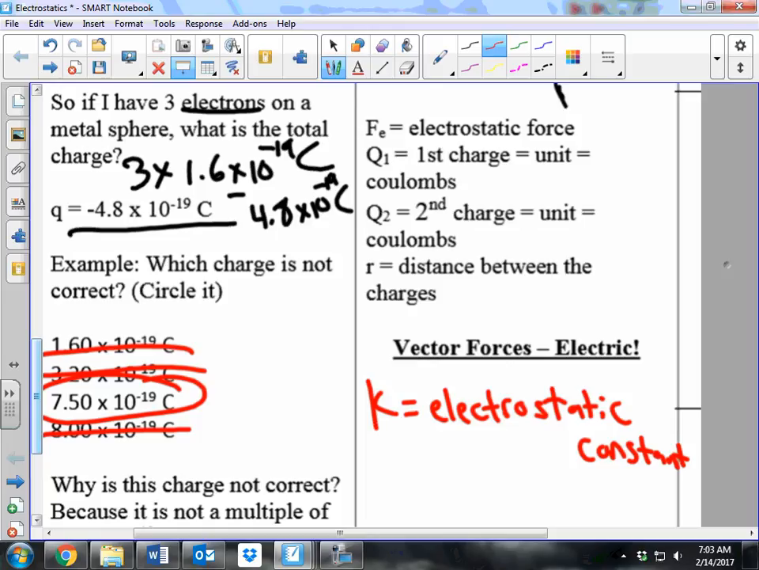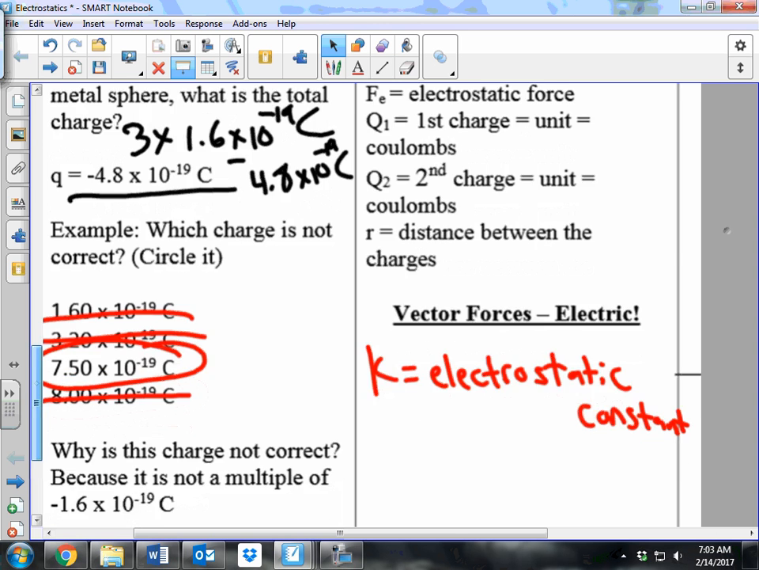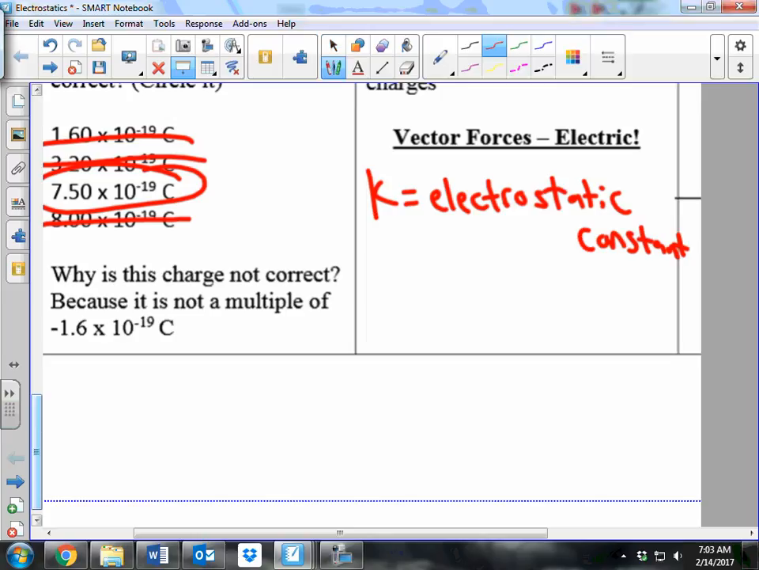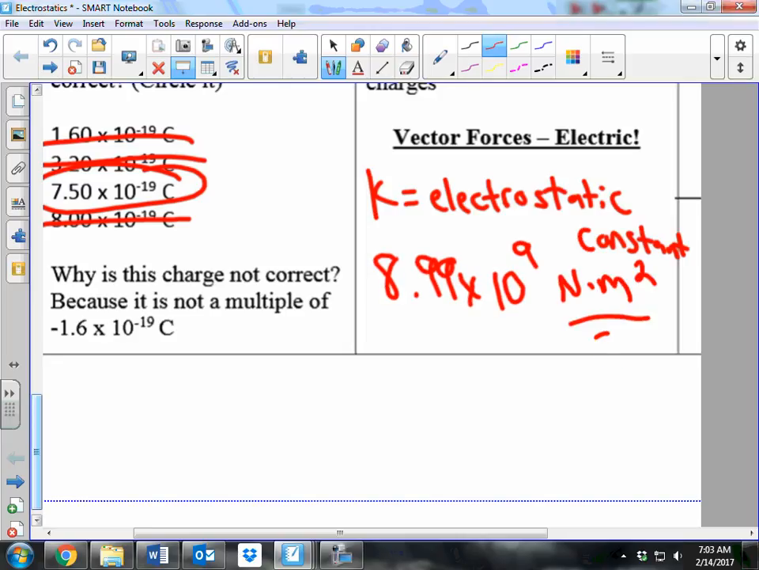I believe, if I remember off the top of my head, it's 9.11 times 10 to the negative, was it 11? Newtons times meter squared over coulomb squared. I am not 100% sure on that. So let's go look at a reference table and see if I'm right. Grabbing a reference table. Okay. Oh, geez, I am totally off. Oh, 9.11 was the mass of an electron. So k is 8.99 times 10 to the ninth newton meter squared per coulomb squared.